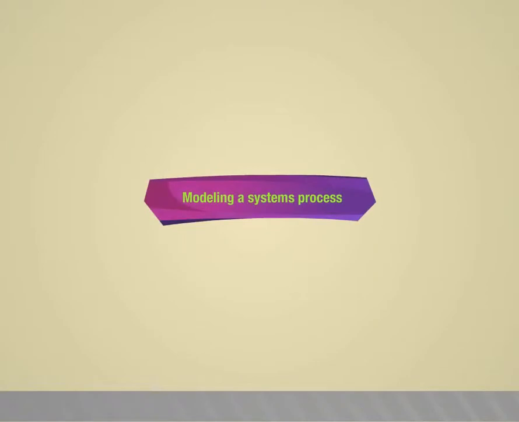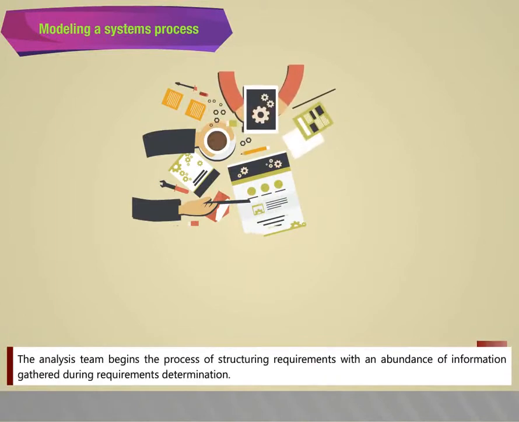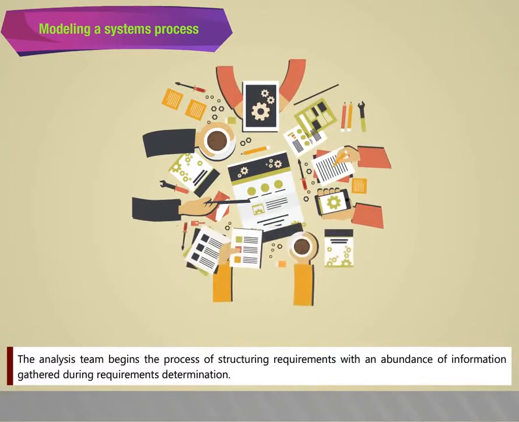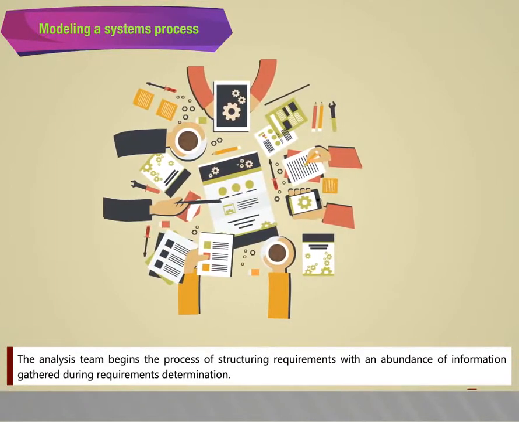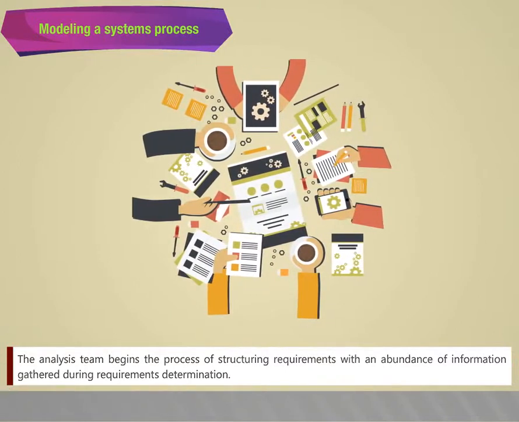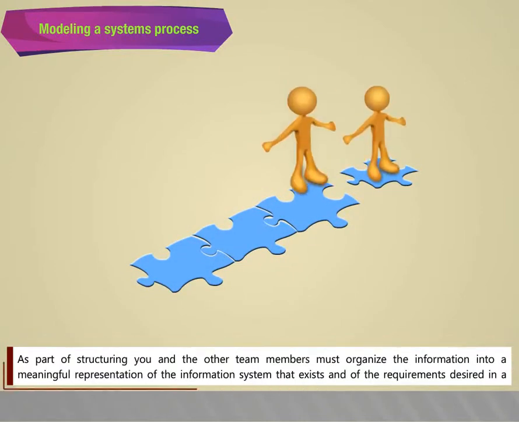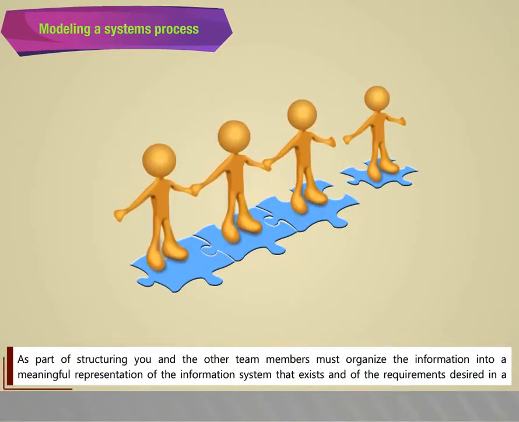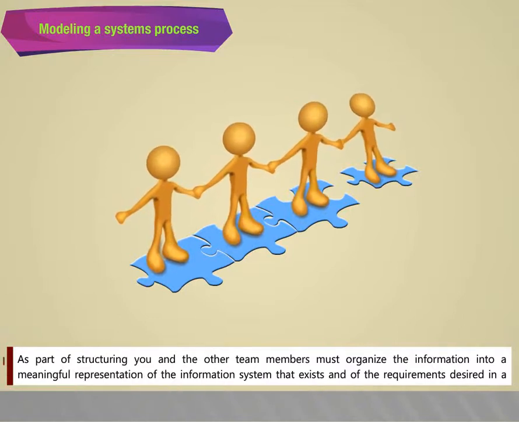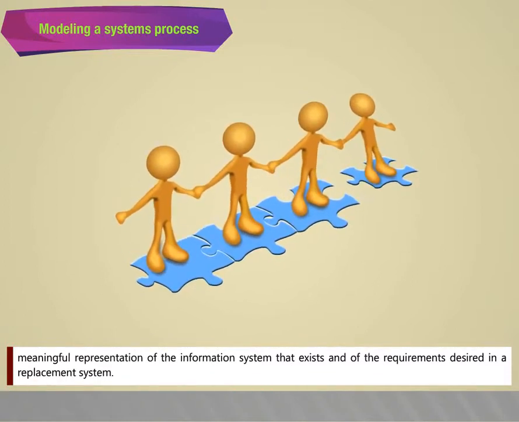Modeling a system's process. The analysis team begins the process of structuring requirements with an abundance of information gathered during requirements determination. As part of structuring, you and the other team members must organize the information into a meaningful representation of the information system that exists and of the requirements desired in a replacement system.